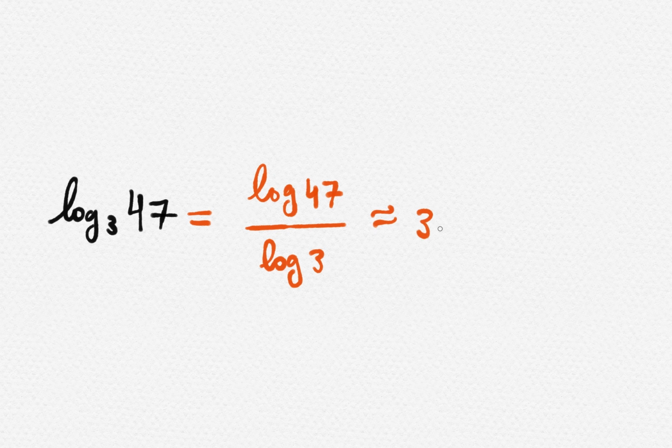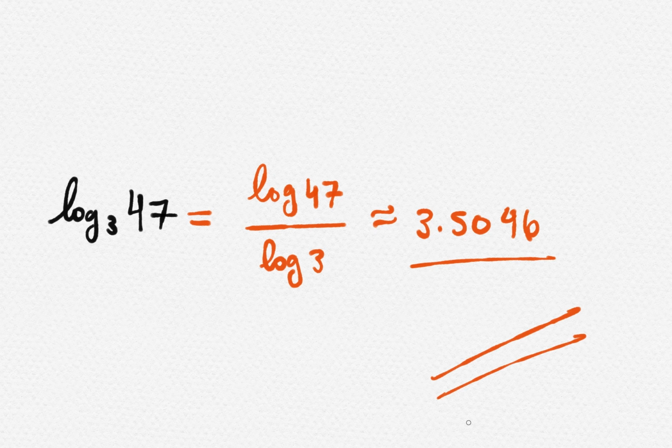So here is one final example that uses the change of base formula. Base 3 log of 47. Change of base formula tells us that's base 10 log of 47 over base 10 log of 3. And if you use a calculator, you should get something like 3.5046. So as you can see, the change of base formula makes your life easier in every conceivable way. And that's it for today.